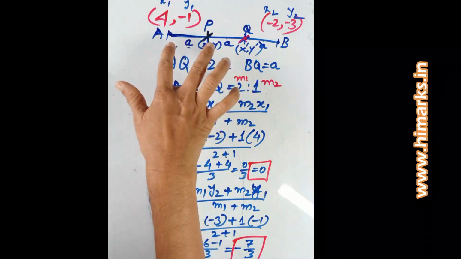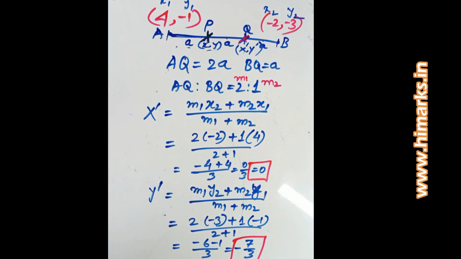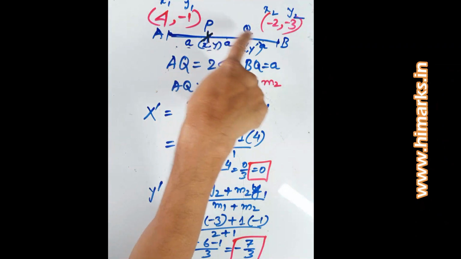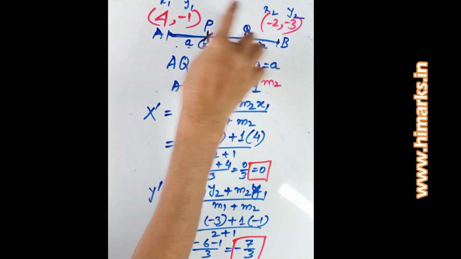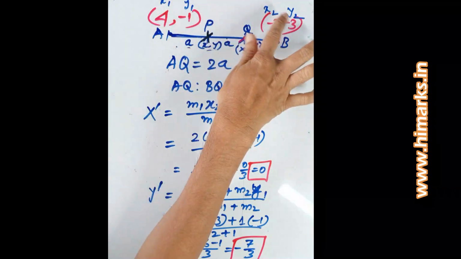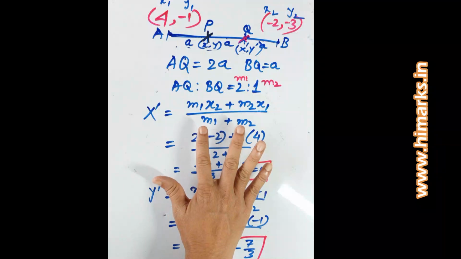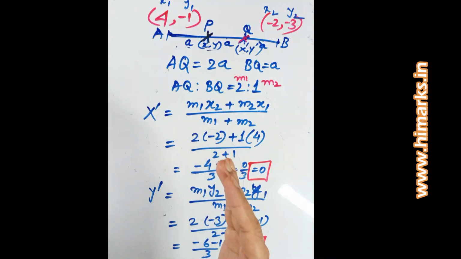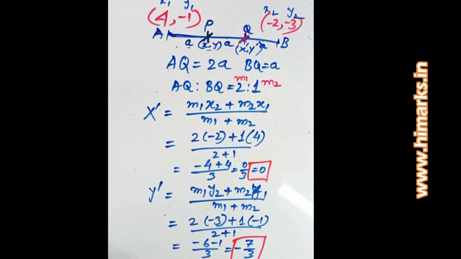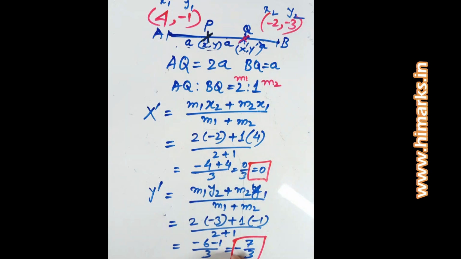So basically, when it is asked that a line is trisected into equally 3 parts, you have to make the proper ratio. First, for this point it is 1:2, and for the Q point it is 2:1. And the respective x1, y1, x2, y2, you have to put correctly. Here you calculate it and you get both the coordinates x dash and y dash. So for Q, the coordinate is 0 and -7 by 3.